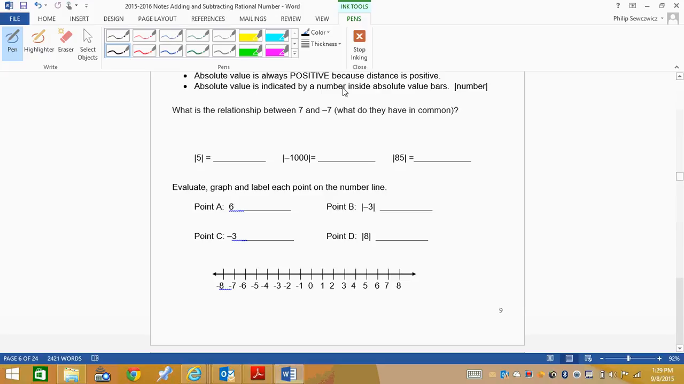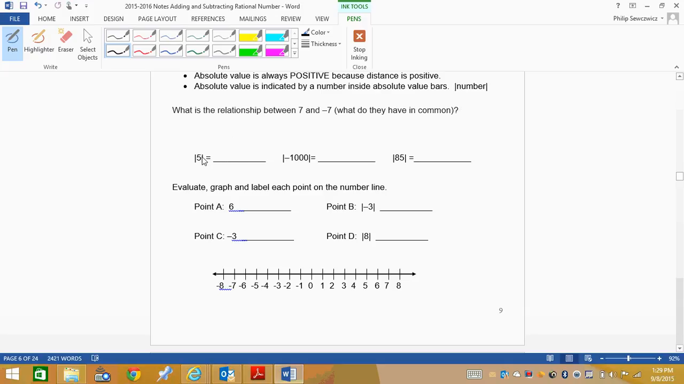So absolute value is always positive because the distance is positive. Distance is a positive amount. You cannot go running negative 5 miles one night or one morning at that. So it has to be a positive amount. Even if you ran backwards, you'd still be going a positive distance. Absolute value is indicated by a number inside absolute value bars. So absolute value bars are just 2 lines that go straight up and down.